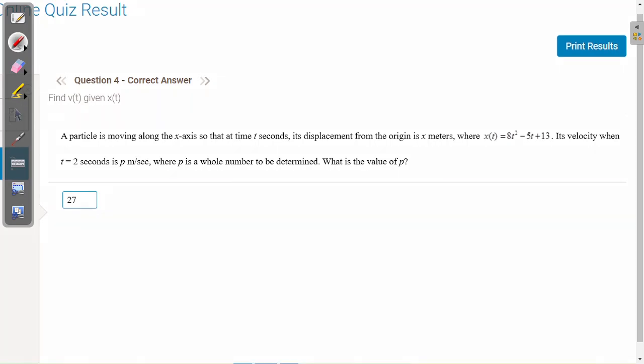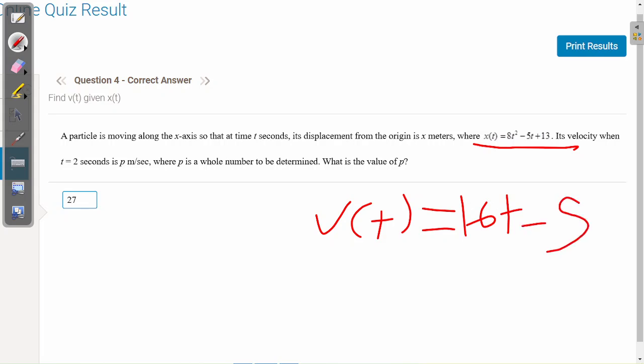Okay, when they want a velocity at a certain time, they didn't tell you like between 2 and 4 seconds. They just said 2. So you find instantaneous velocity, which means you don't do x final minus x initial. You derive and then you substitute by 2. So basically, derive this, you will get v(t) equals, bring the 2 down, 16t minus 5. Now they want the velocity at 2, so just substitute by 2. v(2) equals 16 times 2 is 32 minus 5 is 27. So that's the answer.